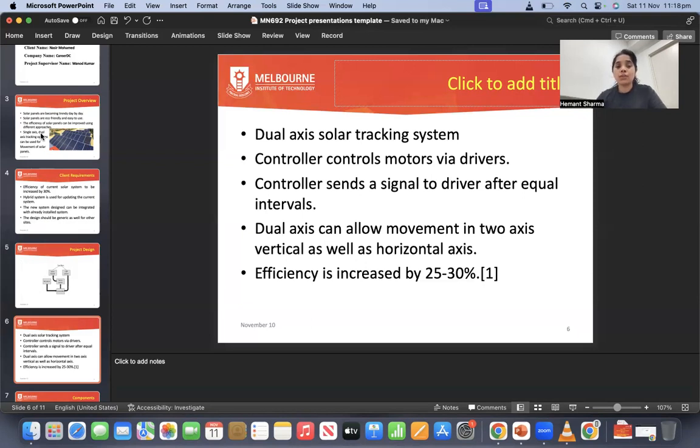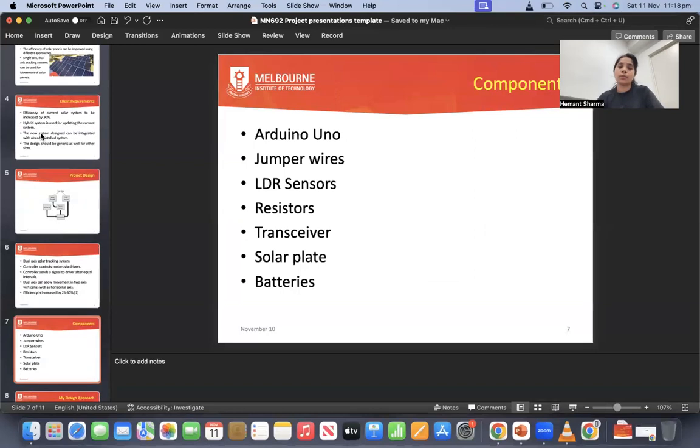This is a hybrid network, so we are using both the vertical and horizontal axis as well. Coming to the components for this project design, we are using the Arduino, jumper wires, LDR sensors, resistors, transceiver, solar plate, and the batteries.